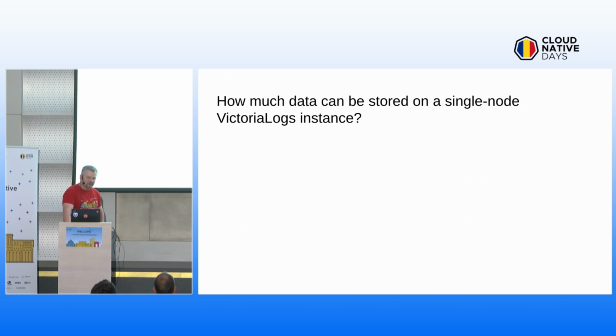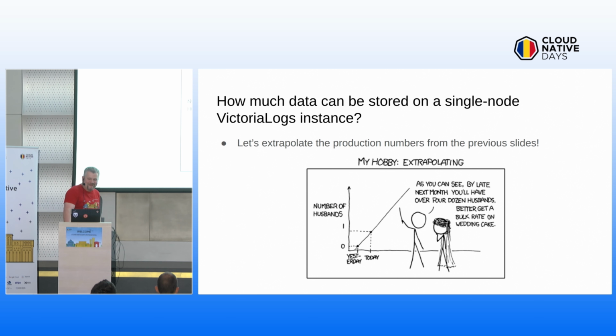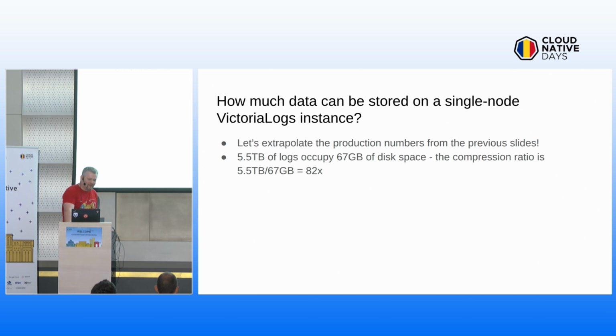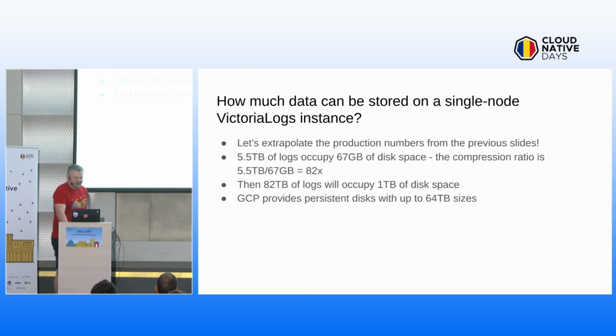So how much data can be stored on a single node instance? Let's do some extrapolation. 5.5 terabytes of logs occupies 67 gigabytes of disk. This means that 1 terabyte of disk can, in theory, handle 80 terabytes of logs. And in Google Cloud, you can set up persistent volumes with 64 terabytes. If you multiply these numbers, you get 5 petabytes. So in theory, you can store up to 5 petabytes of logs on a single node.